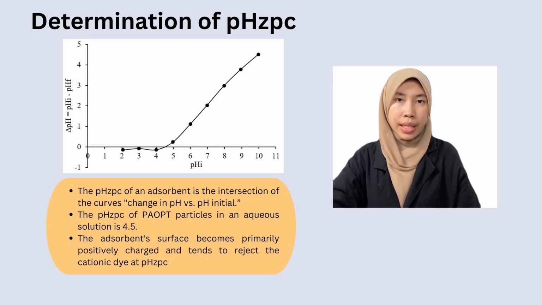pH-ZPC is the circumstance in which the electric charge density on the surface of the adsorbent is 0. From this graph, pH-ZPC is the intersection of the curves between change in pH versus initial pH. pH-ZPC of PaOPT particles in aqueous solution is 4.5. At this phase, the adsorbent surface becomes primarily positively charged and tends to reject cationic dye from being adsorbed.